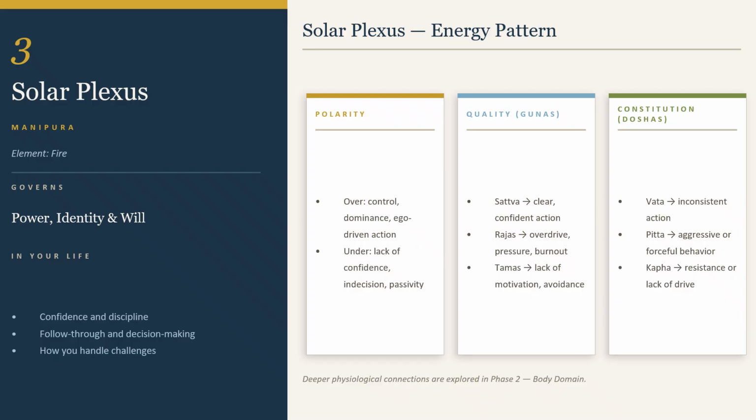For constitution, Vata imbalance creates inconsistent action. Pitta imbalance creates aggressive or forceful behavior. And Kapha imbalance creates resistance or lack of drive. In life, this shows up in confidence, discipline, follow-through, and how you handle challenges. This is also closely tied to your will and commitment, which we'll expand on later in the program.